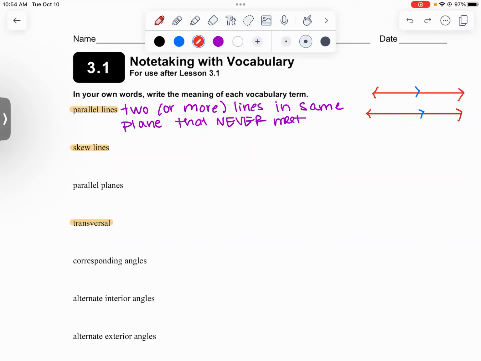If this line is named L and this line is named M, then we would write L is parallel to M. That would be our shorthand.